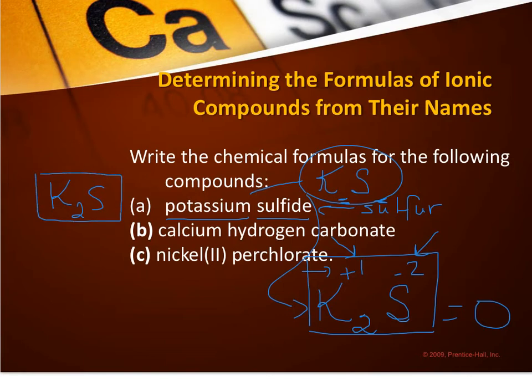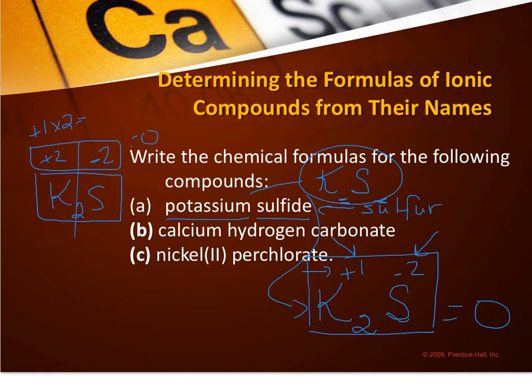You can double check yourself, kind of proofread, by checking your charges when you're done to make sure that you've balanced them. Sulfur again has a charge of -2. Potassium, when it's a cation, has a charge of +1, but we have 2 of them, so the total positive charge is +2. +2 and -2 balance each other out so that the net charge is 0.